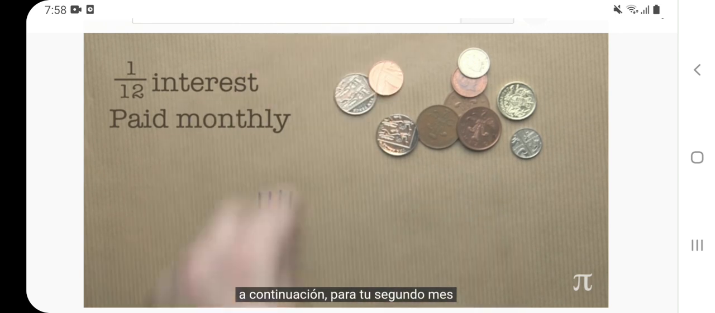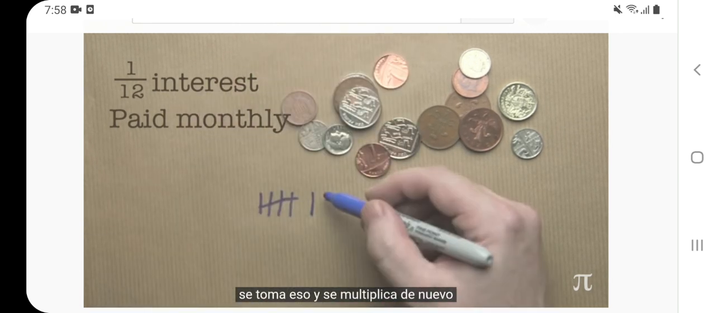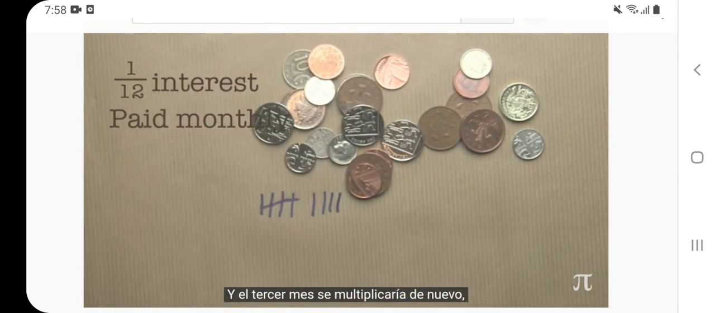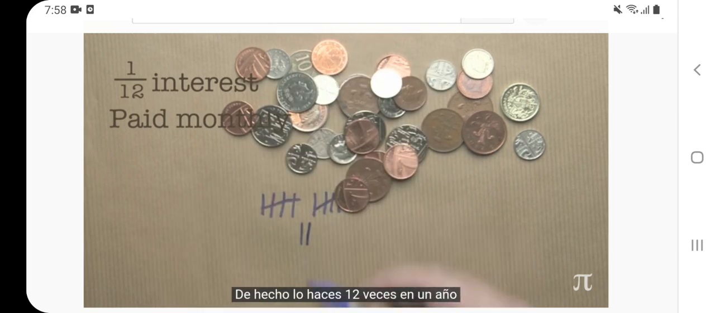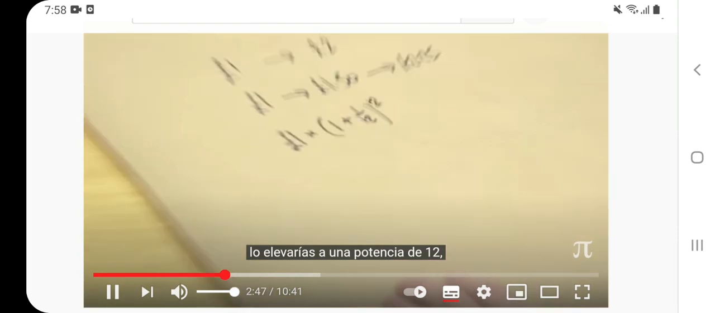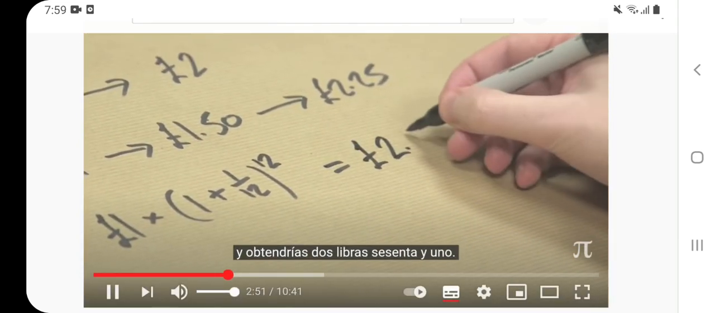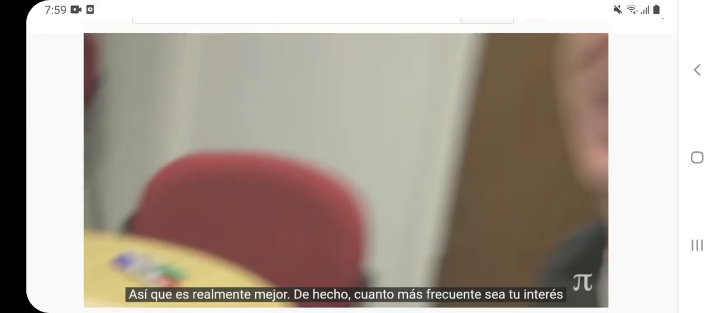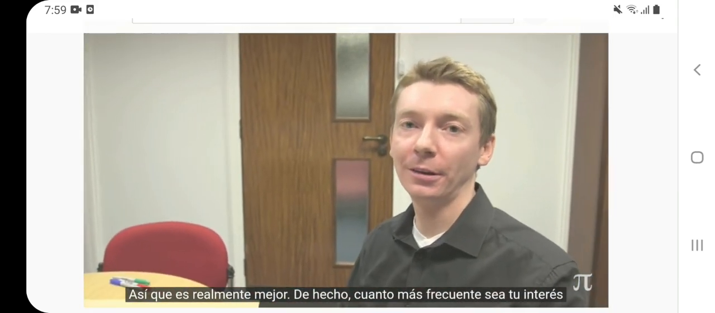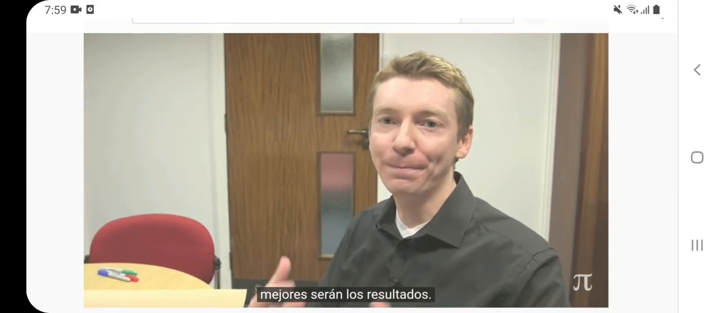And then for your second month, you take that and multiply it again by the same value. And in your third month, you would multiply it again and again. You actually do that 12 times in a year. So in a year, you would raise that to the power 12, and you would get £2.61. So it's actually better. In fact, the more frequent your interest is, the better the result.